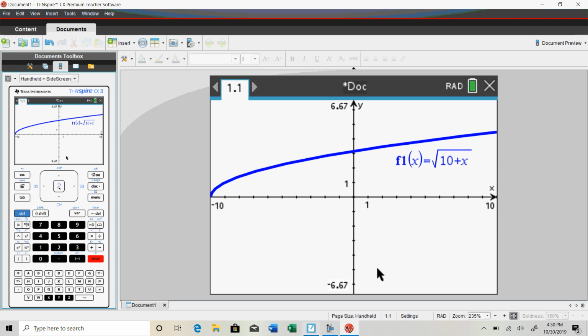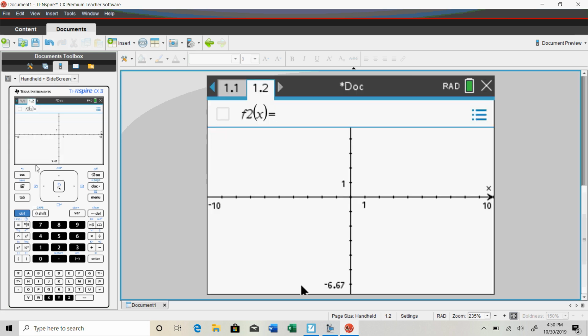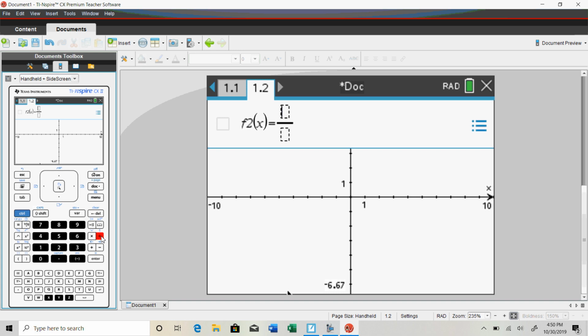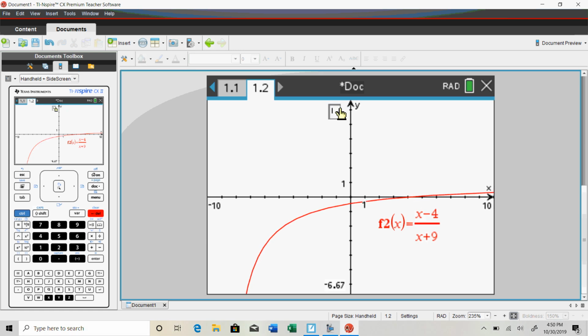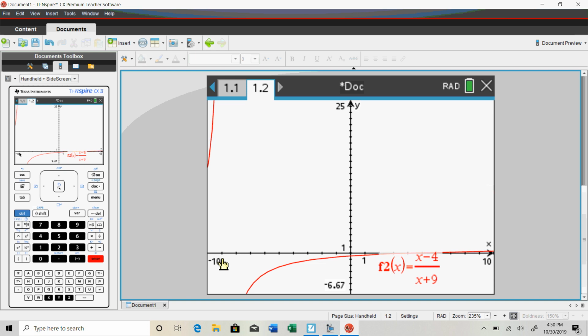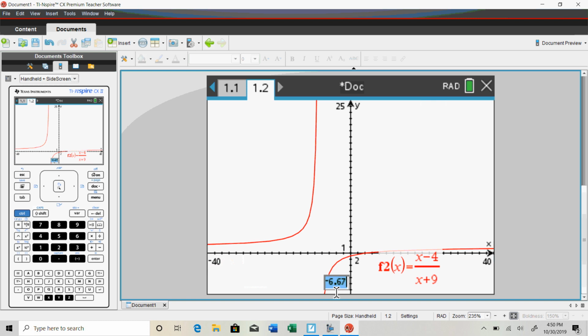So I'm going to add a new page to this document, a new graphs page, and press control divide, and I wanted x minus 4 over x plus 9. I believe that was what it was, yep. And so that's what the graph is looking like, except I don't think we're looking high enough here, so let's make this like 25. Oh, I'm seeing something over here to the graph. Let's make this like negative 40. So the graph is expanding here, make this like 40. So our graph is looking something like this.